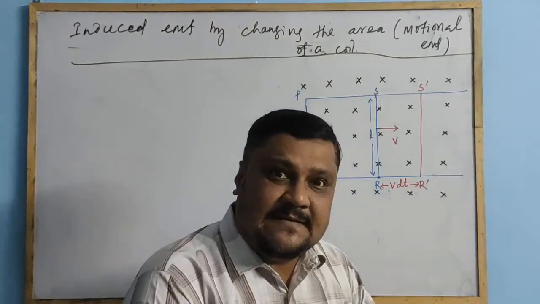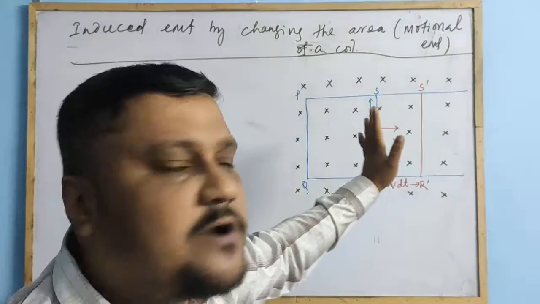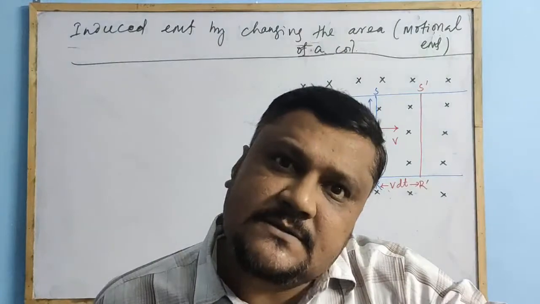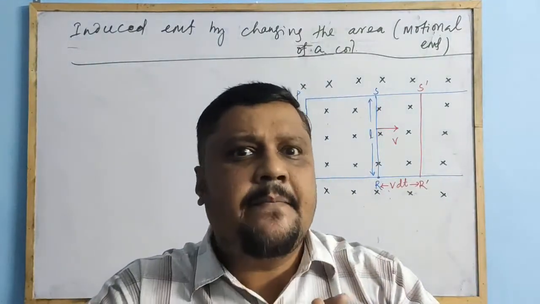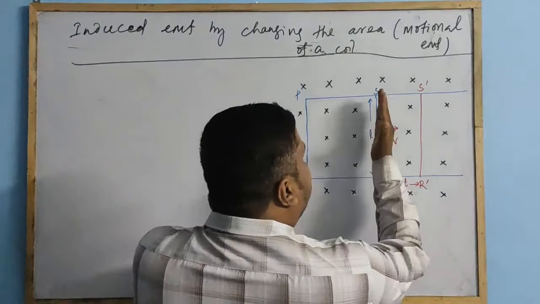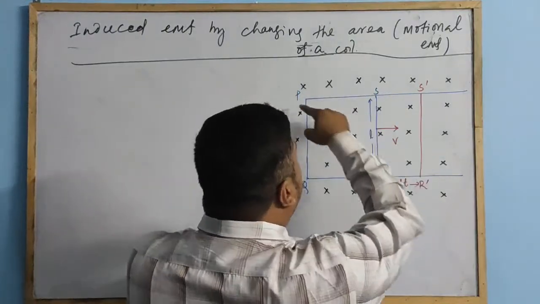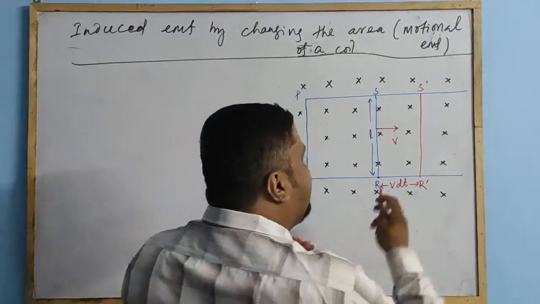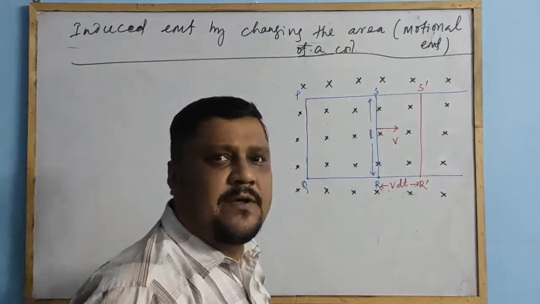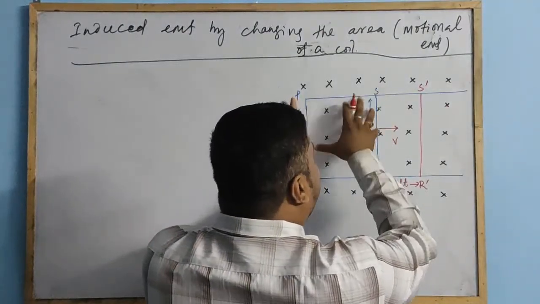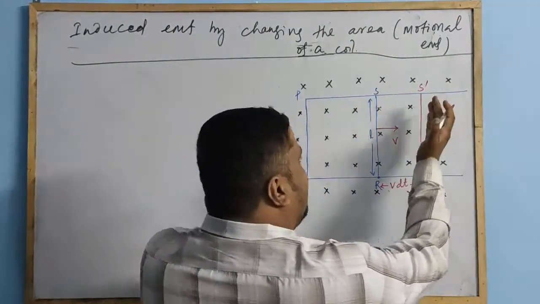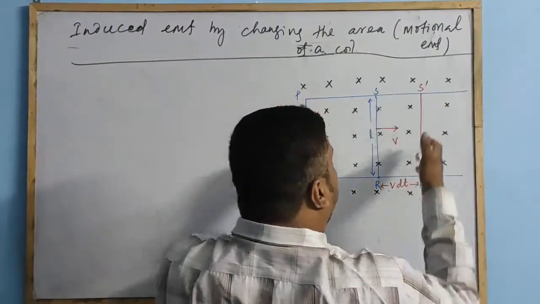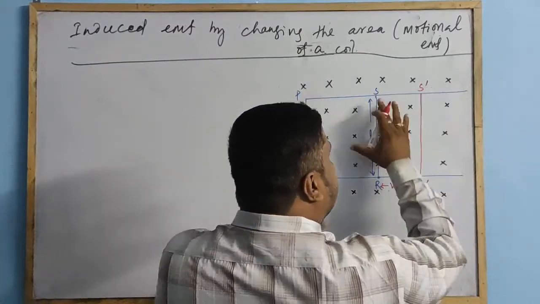Now here what happens, you see? The point is that there is motional EMF, induced EMF by changing the area. EMF is induced by changing the magnetic flux. The magnetic flux can be changed by changing the area. Now I am changing the area. Initially the area is PQRS. Now the area is PQR'S'. See here, the area is changing. Initially this is the area, and this is the magnetic flux linked with it. Now this is the area. Obviously the magnetic flux linked with the new area is more.